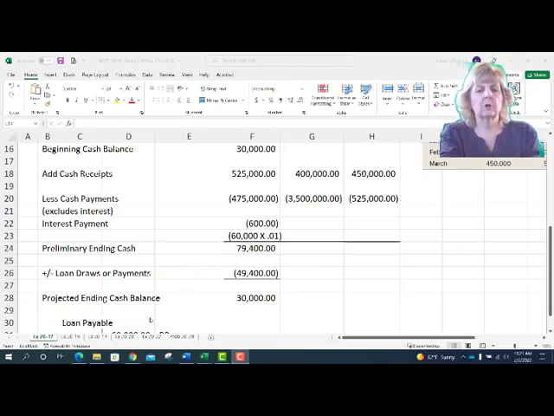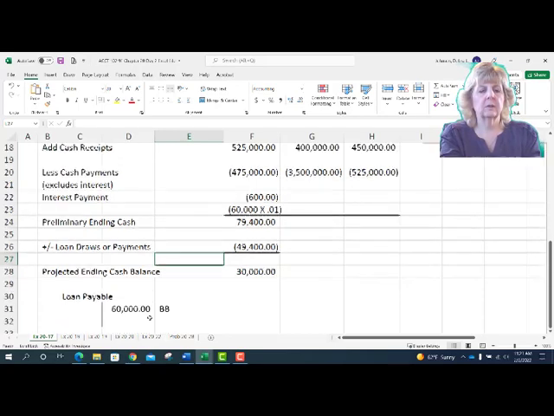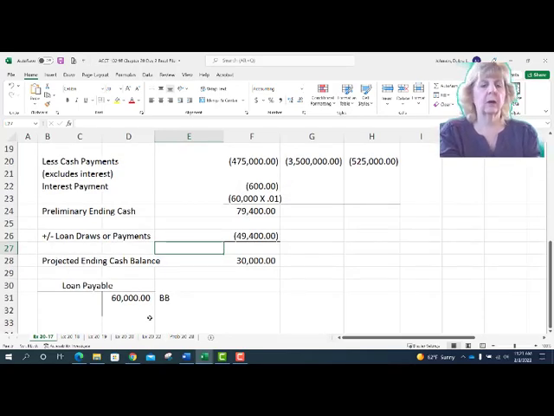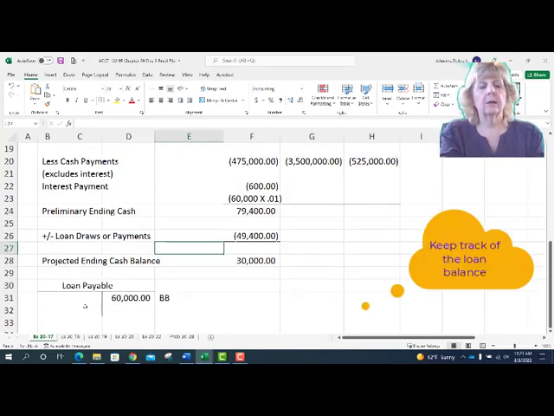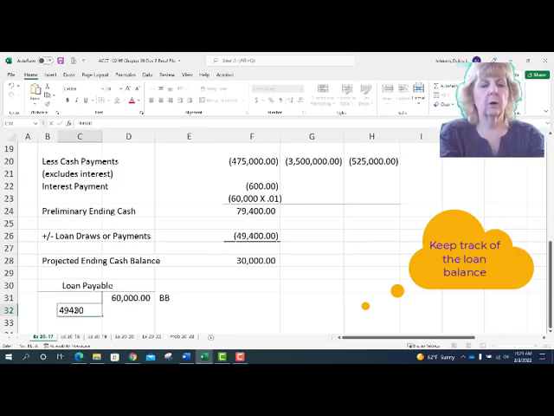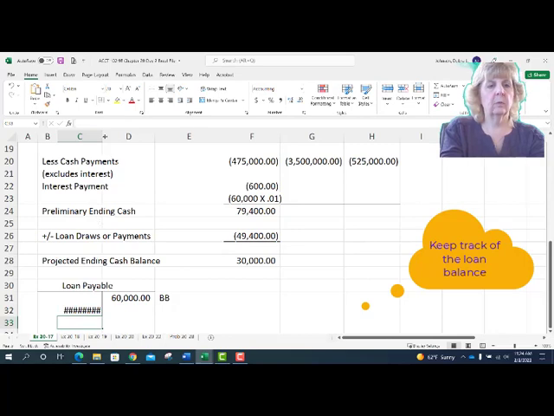Someplace we need to keep track of the loan balance, for two reasons: so that we know how much interest to pay, and also so we know how much is needed to pay off. I'm going to use a simple T account that I've placed down here at the bottom. We started with $60,000 as the beginning balance, and we just paid $49,400. That would make that payable go down.